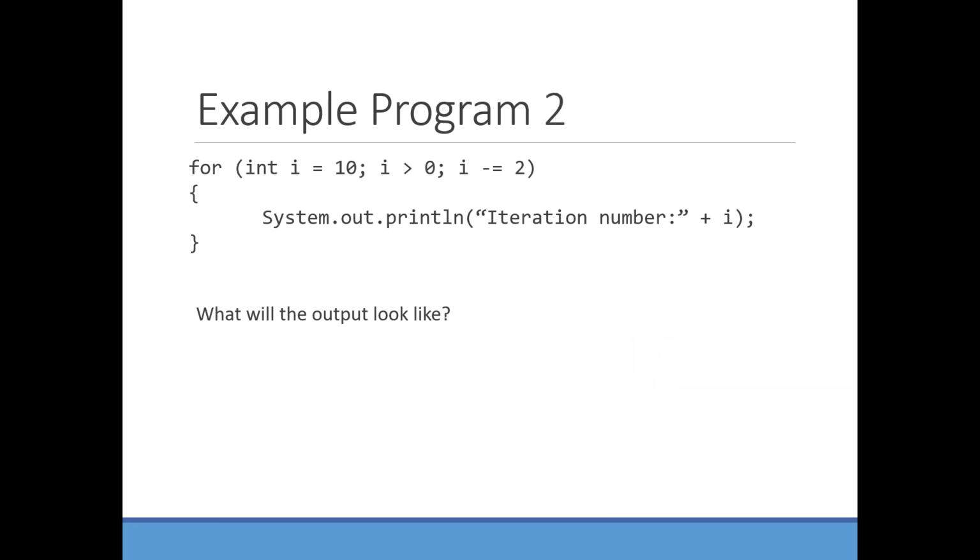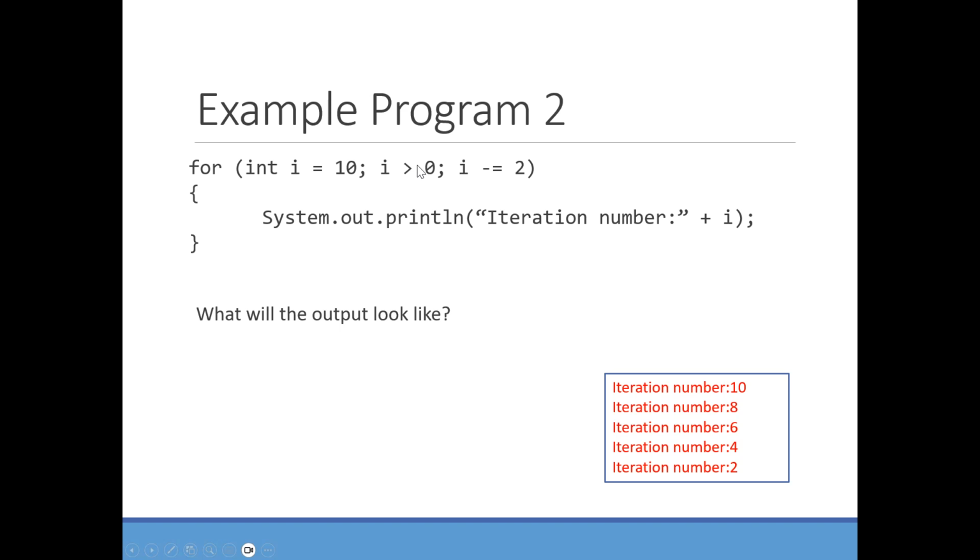So in this case, exact same code. The only thing I changed was every step of the way, I'm subtracting 2. i minus equals 2. So it's still starting at 10 and going all the way down to, but not including 0. So this time I'm going to get 10, subtract 2 is 8, subtract 2 is 6, subtract 2 is 4, subtract 2 is 2, subtract 2 is 0, but 0 will not work out. So we're going to stop at 2 this time.